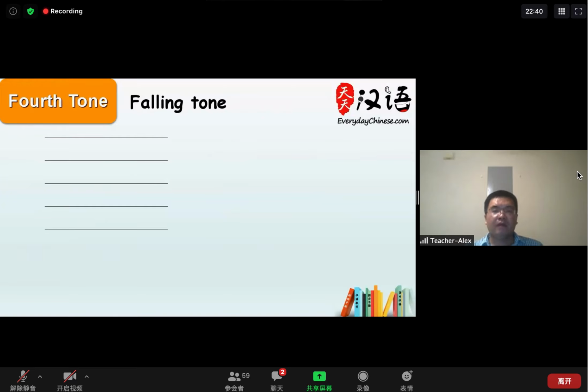The next one is the fourth tone, which is a falling tone. The fourth tone is represented by a dropping line, which starts at a high pitch, but sharply drops to the bottom. The fourth tone is very similar to the tone we use when we get angry, just like when we say, oh no. So when you pronounce the fourth tone, imagine how you say, oh no, when you get angry. Let's see how we say no in Chinese.